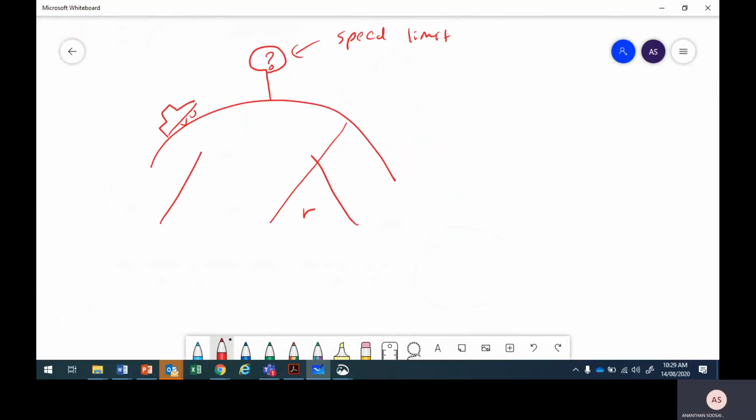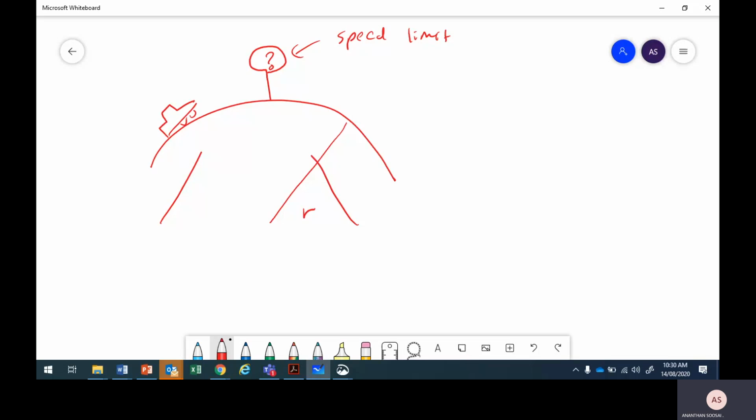But before you calculate, use your imagination: will a bridge with a greater R or a smaller R have a greater speed limit? Which type of bridge can you move faster on? Bigger R, right? Is a bridge with bigger R more curvy or less curvy? Less curvy, right? It looks flatter, so you can move fast.